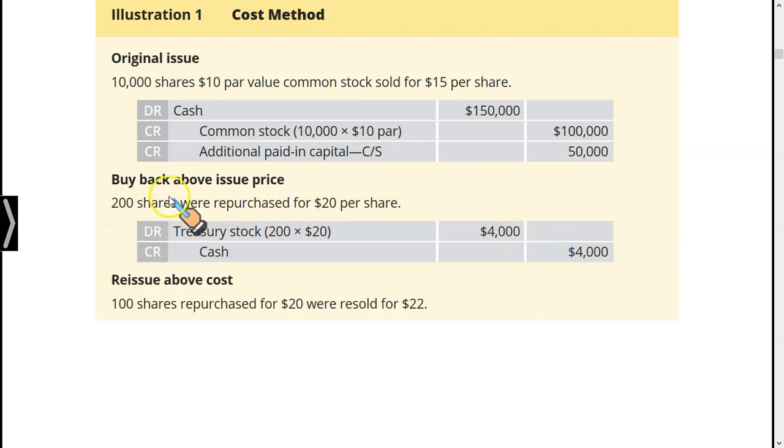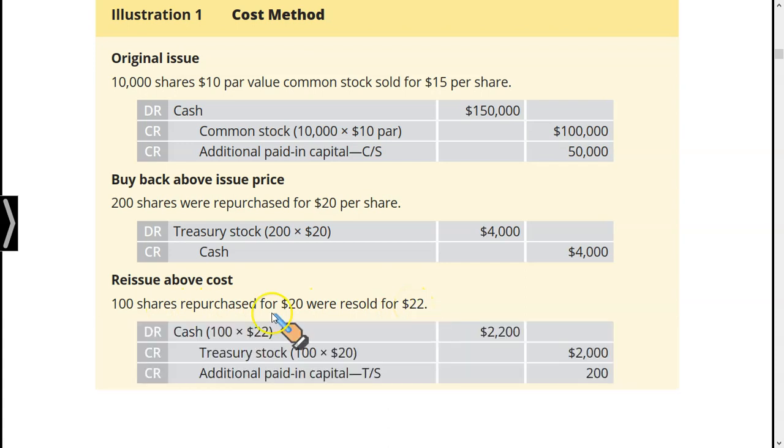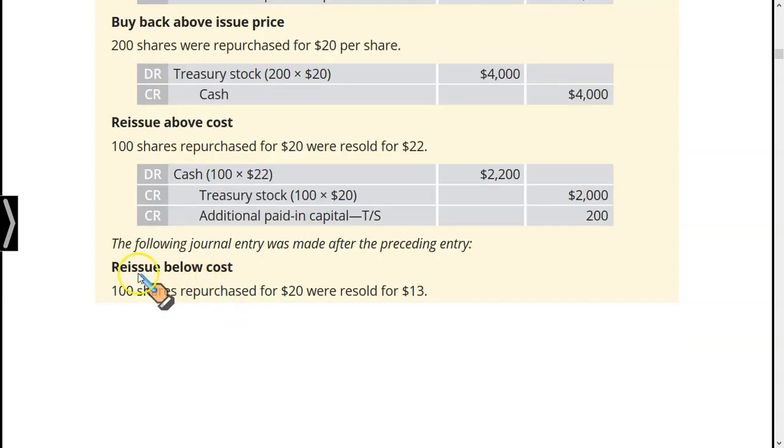Now out of these 200 shares we bought at 20 each, we are reissuing 100 above the cost. Our cost was 20 and we are now reselling them for 22. What do we do in this case? So we receive 100 times 22, $2,200 cash. It's fairly straightforward. What is the cost of these shares? We bought them at 20, so 20 times 100, 2,000 is credited to treasury stock, and the differential 200 goes to additional paid-in capital. So this is the case when you reissue the treasury stock above the cost. What if you reissue at below the cost price?